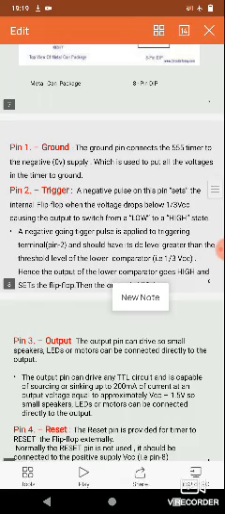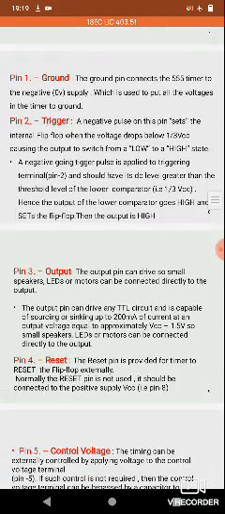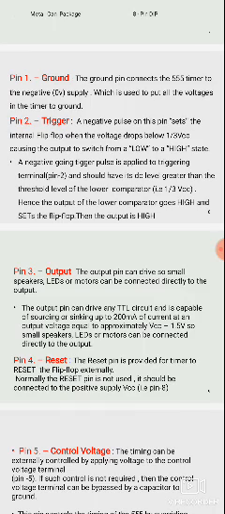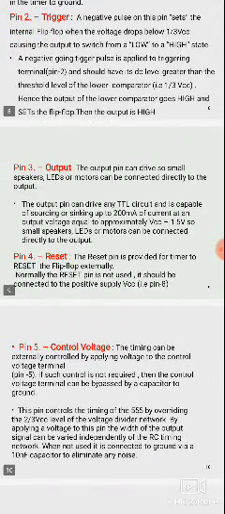So the first pin is the ground pin, and the second pin is the triggering input. The triggering input works when the input voltage is below 1/3 VCC. When the triggering input is below 1/3 VCC, the output changes state from low to high. Next one is the output. The output pin is used for speakers and LEDs.